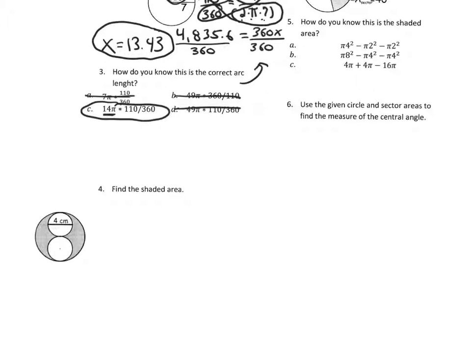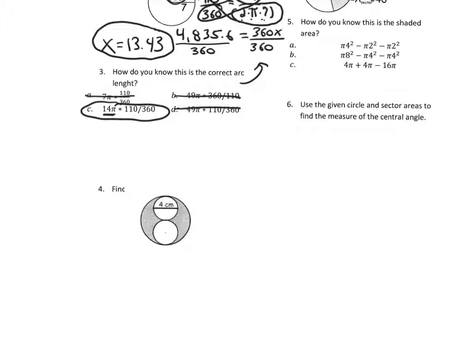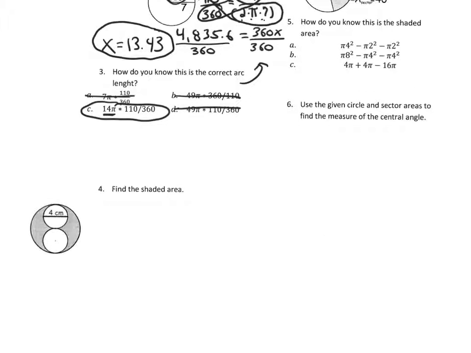All right, the next problem says find the shaded area. I just took this picture right here and I pulled it from up here where it is on your worksheet, so it's fine that it's not there. I'm going to put it right here off to the left. So we only have to find the area of the shaded part of the circle. So let's find the area of the whole circle first, I guess.